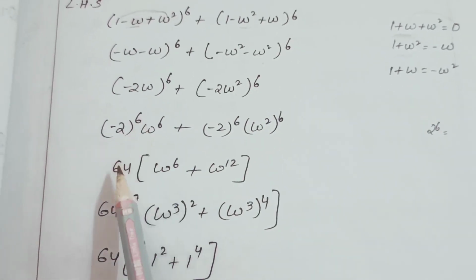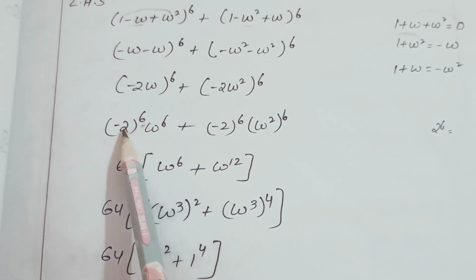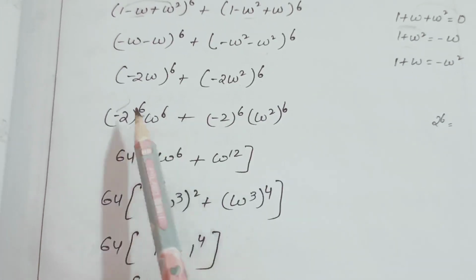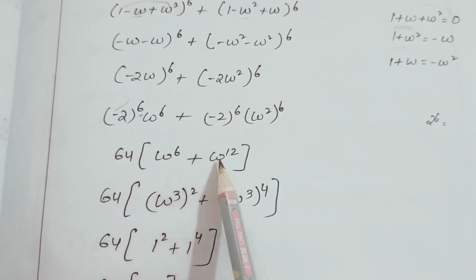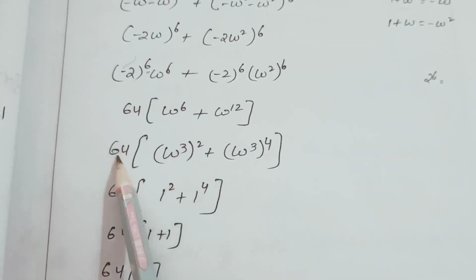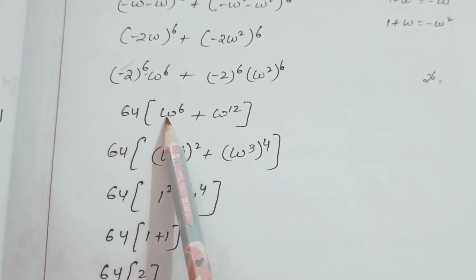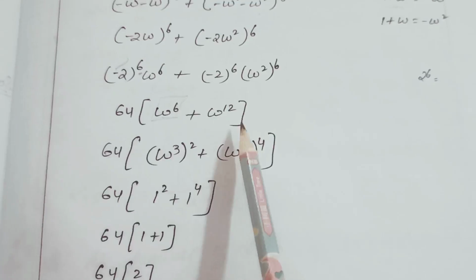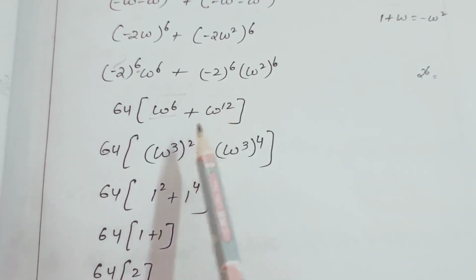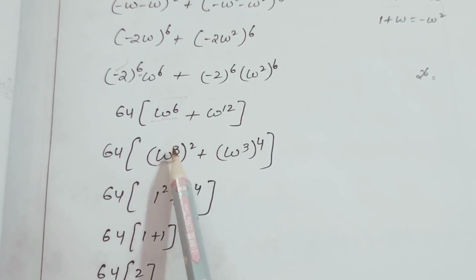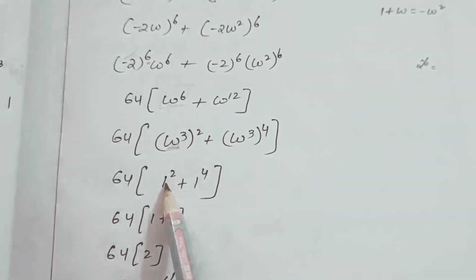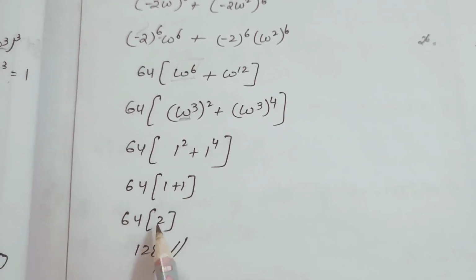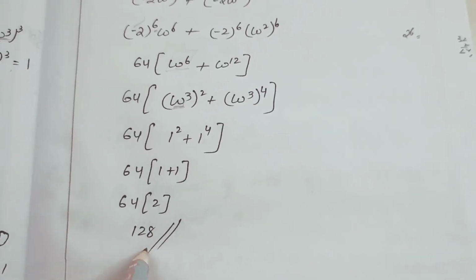Minus 2 power 6 is nothing but 64. As the power is even, this minus will go away. So 64, here also 64. Taking 64 common, you will get omega power 6 plus omega power 12. Now we are writing in terms of omega cube: omega cube whole square, 2 3s are 6. Here also omega cube whole power 4, 3 4s are 12. Because we know the value of omega cube, we are writing in terms of omega cube. Omega cube is nothing but 1, 1 square, 1 power 4. 64 into 1 plus 1, 1 plus 1 is 2. 64 into 2 is 128. Hence proved.